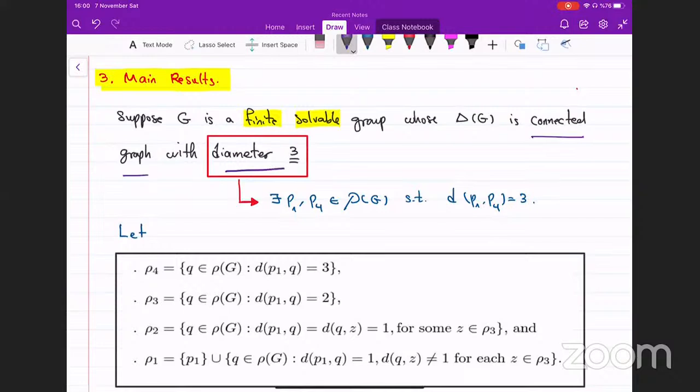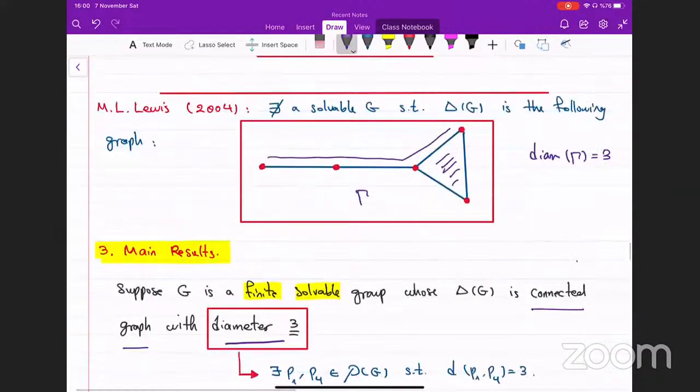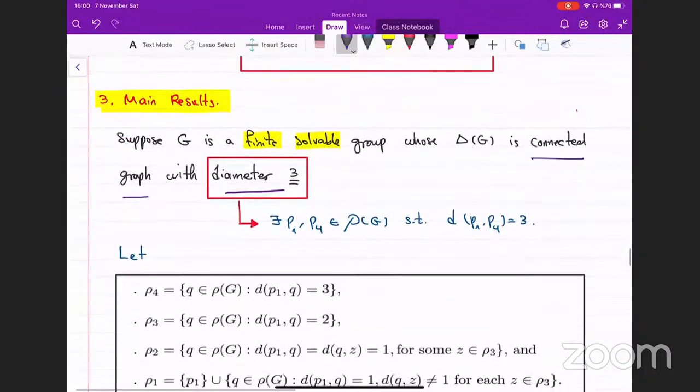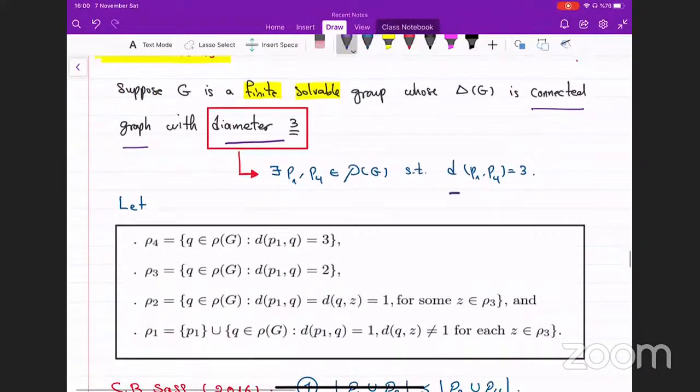So when diameter is 3, look at this graph. Diameter is 3, I can find vertices, for example, let's call this P1, let's call this P4. So you can find some vertices like P1 and P4 such that the distance is exactly 3. Because if you cannot find such vertices, then diameter is less than 3. So definitely you can find one P1 and P4 in rho G, such that distance between P1 and P4 is 3.